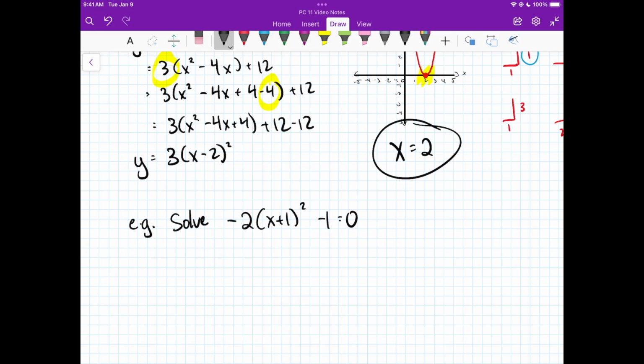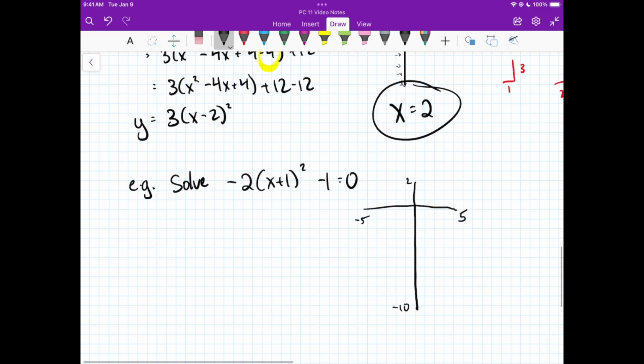I will warn you, you're going to have a graph that's probably going down pretty far. I would say maybe go down to -10, go up to probably about 2, and then go left and right to just -5 and +5. So go ahead, get yourself a set of axes set up, get your graph up there, and see if you can figure out what your solutions are.